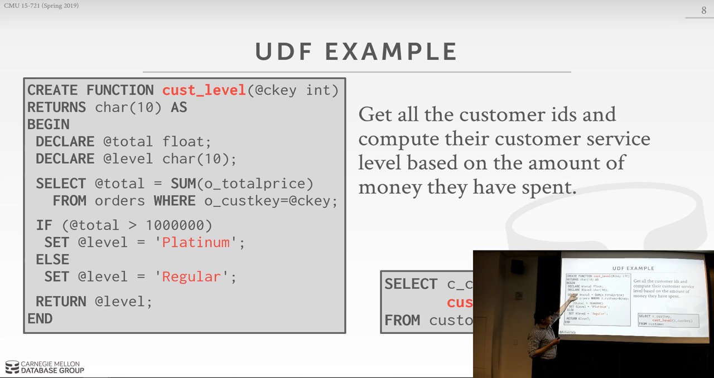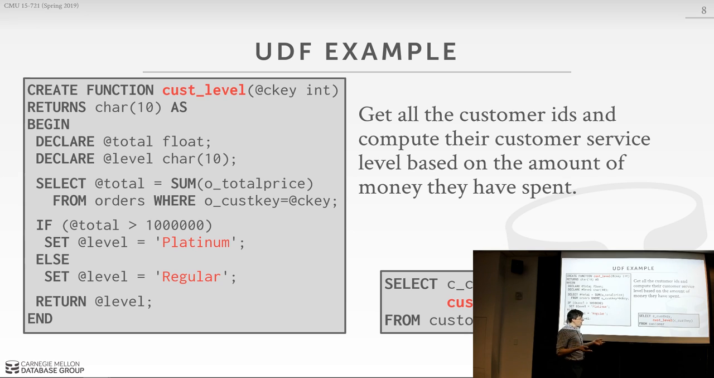Now I do a select statement that wants to compute the total amount of items that this customer has purchased. And then based on that total amount, I'll tell you whether they're at the platinum customer level, therefore they get preferential treatment, or they're a regular customer. And then I return back that string I just computed.